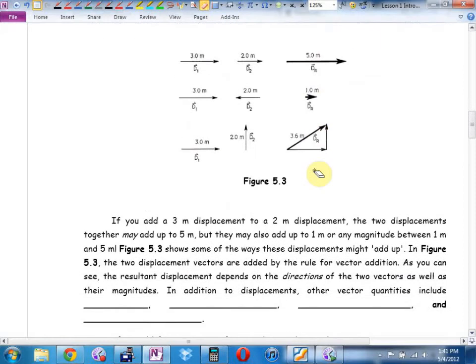So, figure 5.3, these two displacement vectors right here have been added with the rules for vector addition, which I'm going to give you in a second. As you can see, the resultant displacement, which is 3.6, depends on the directions as well as their magnitudes. If I had this 2 pointing down, I'd get a displacement of 3.6 pointing down. If I had this 2 pointing slightly backwards, I'd get a very different displacement, shorter.